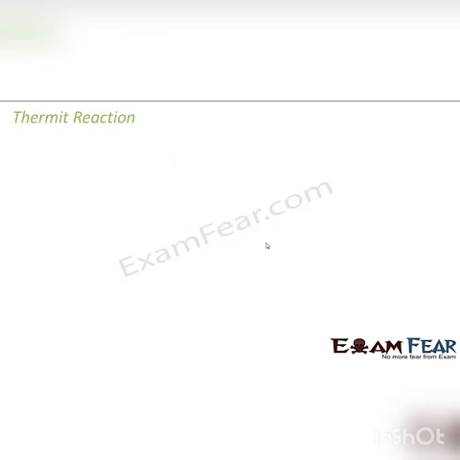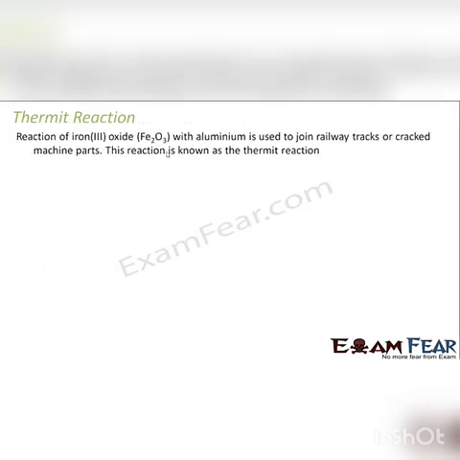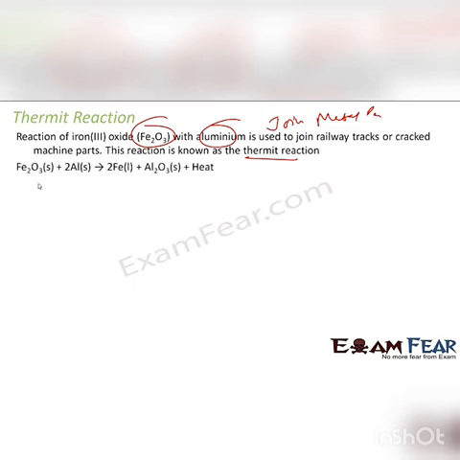Now we'll discuss a new type of reaction called the Thermit reaction. The reaction of iron oxide with aluminium is generally used to join railway tracks, called the Thermit reaction. They are used to join metal parts. The reaction is this: you have iron oxide, you have aluminium, you get iron and Al2O3 and heat. It generates heat, and this melts the metal and the metal is joined. This reaction is called the Thermit reaction, a very common reaction to join metal parts.